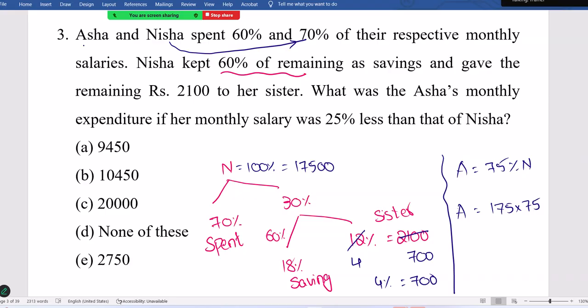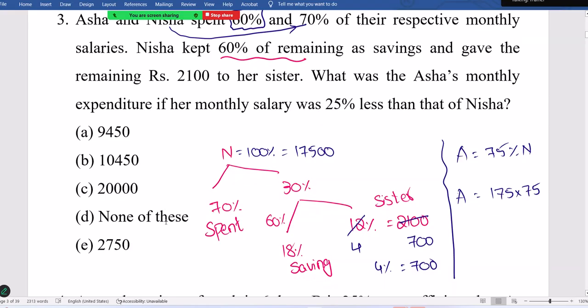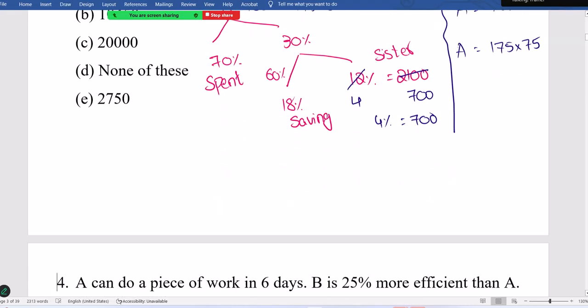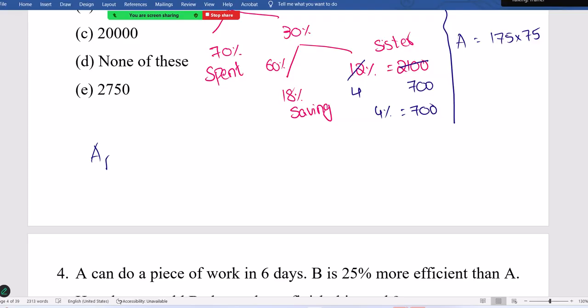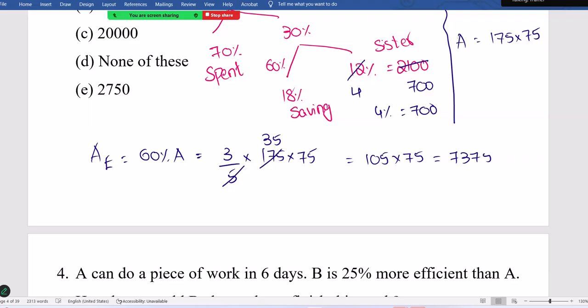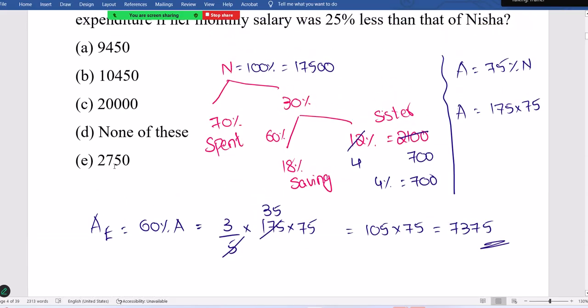Fine. Now what was Asha's monthly expenditure? She spent 60%, right? 60% of the amount she is spending. So Asha's expenditure will be 60% of Asha's income, which is 3 by 5 times. 60% means 60 divided by 100, which is nothing but 3 by 5 times, so 105 into 75. It's 7,375 required. Are there any options available?